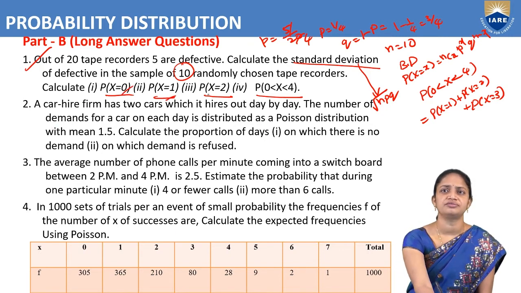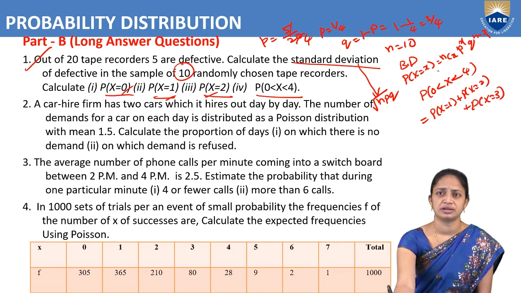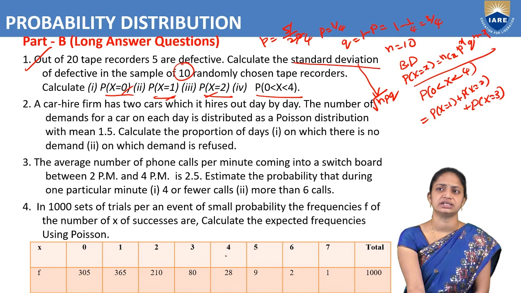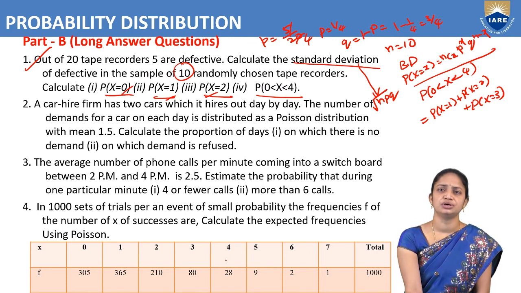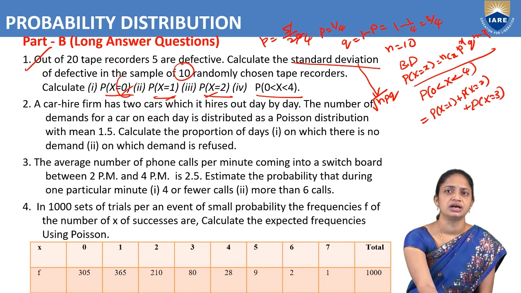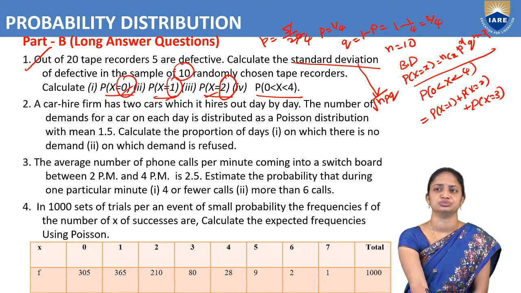So for the remaining questions we have to use this formula, P of x equal to NCx p power x q power N minus x, because here small x value is 0, here small x value is 1 and here small x value is 2.